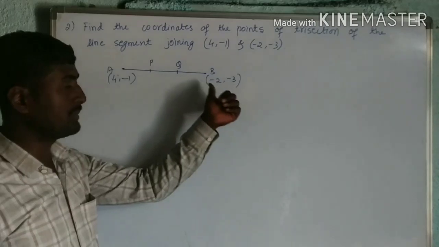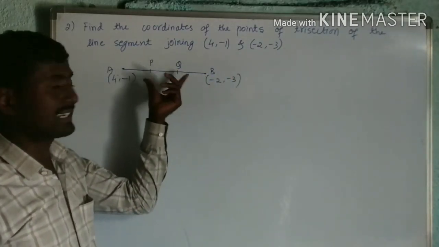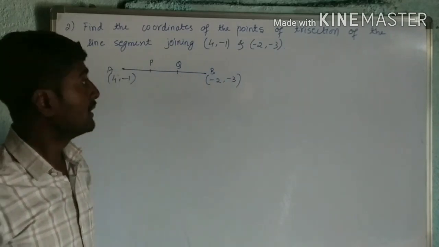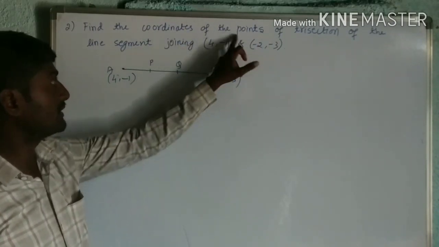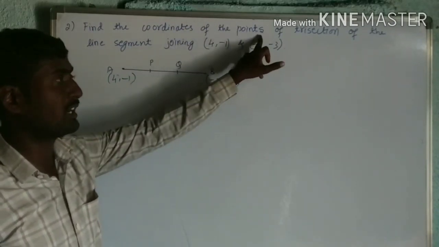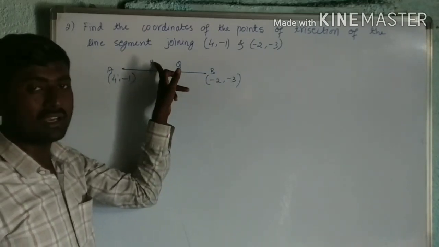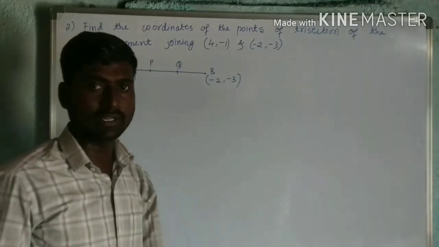Trisection is nothing but 3 equal parts. The line segment AB is divided by 2 points, so that is a trisection, means 3 equal parts will be there in the line segment. Now we have to find the coordinates of these points. Points, not point, because 2 points are there. So P of x comma y you have to find and Q of x comma y you have to find.